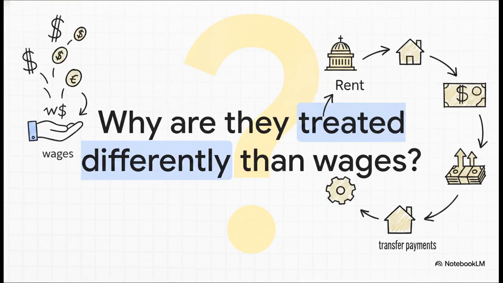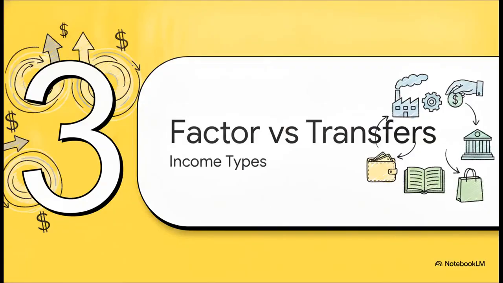So, here's a question to test your macroeconomic intuition. We know what transfer payments are, but why are they treated so differently than wages, interest, rent, or profits when we calculate the size of our economy? I really want you to think critically about how these unilateral transfers interact with the broader economy compared to traditional earning. Section 3. Factor incomes versus transfers.